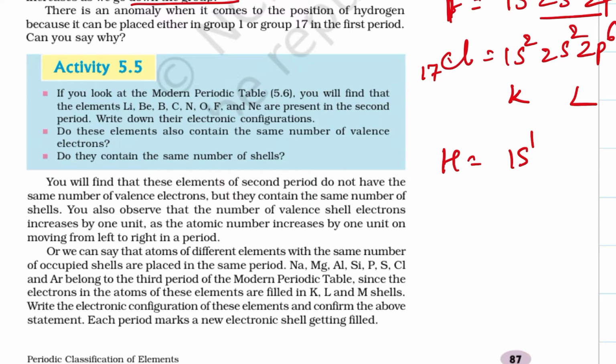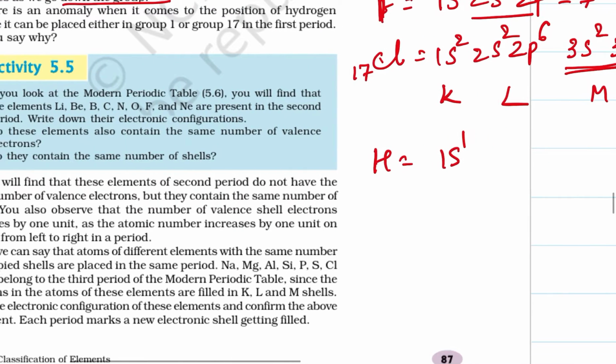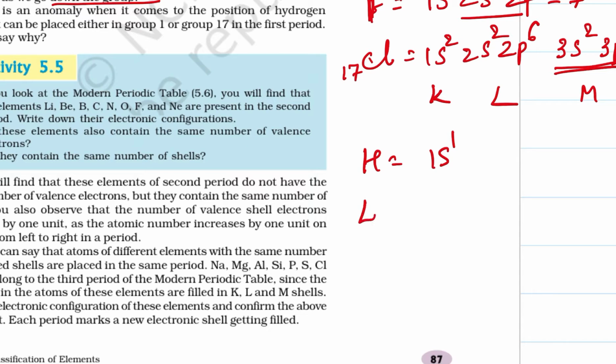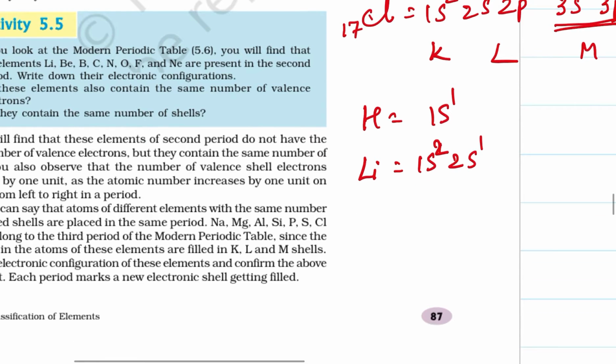Now if you look at the modern periodic table, you will find that elements like lithium, beryllium, boron, carbon, nitrogen, oxygen and fluorine and neon are present in the second period. Write down their electronic configuration. So let us do that. Now lithium, Li, is 1s2, 2s1.